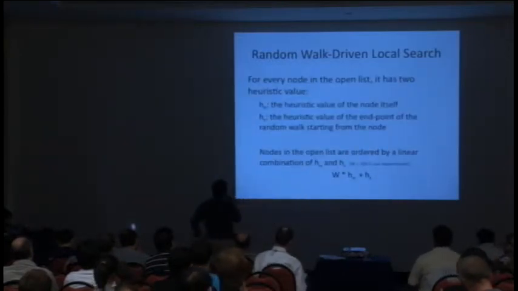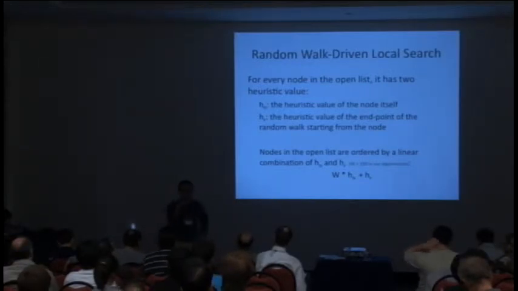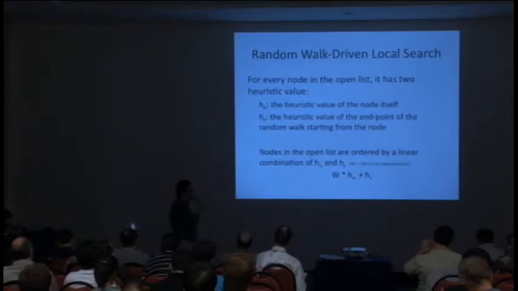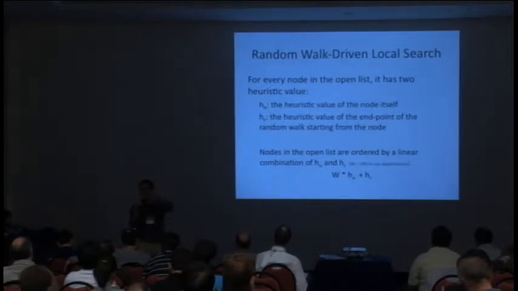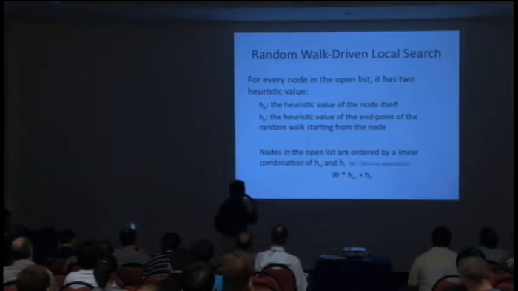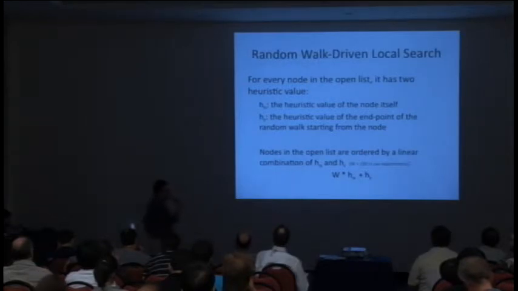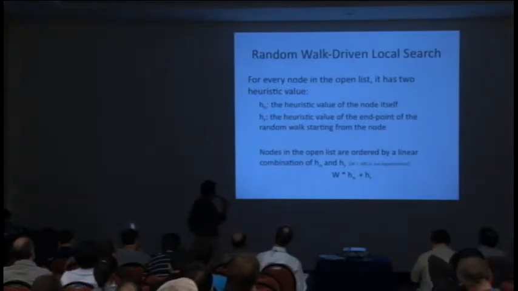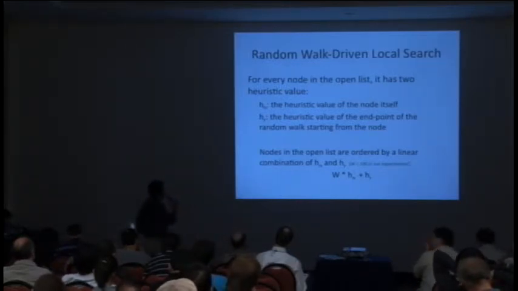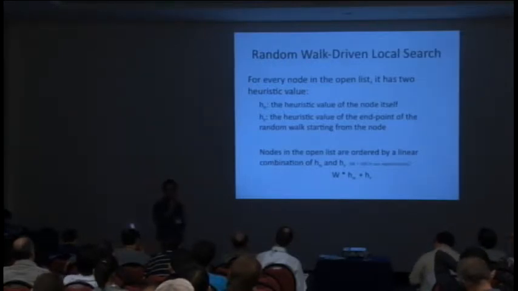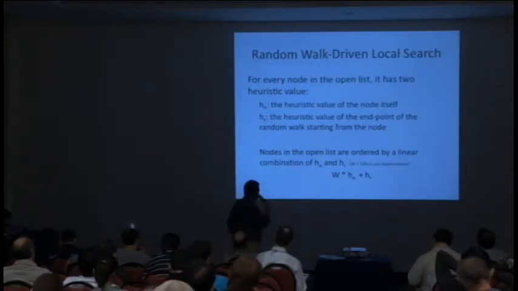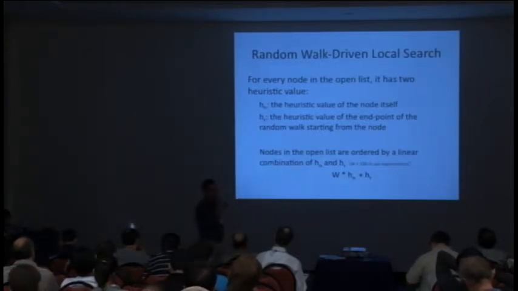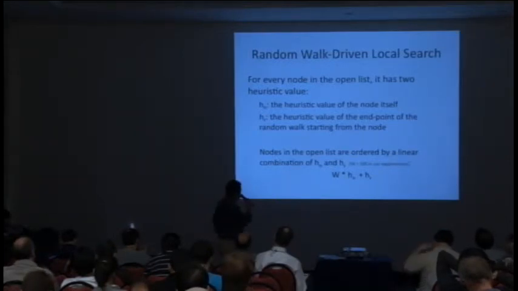Another thing that we did here is to guide the local greedy best first search using two heuristic values. One of them is the heuristic value of the node itself. Another one is the heuristic value of the endpoint reached from a random walk starting from that point. And we use a linear combination here to order the open list. In our experiments, we use really high weights. So basically, this heuristic of random walks is used for tie breaking. Of course, other schemes might work here. For example, maybe just adding a little bit of random noise might also help. But we need to do more experiments here.